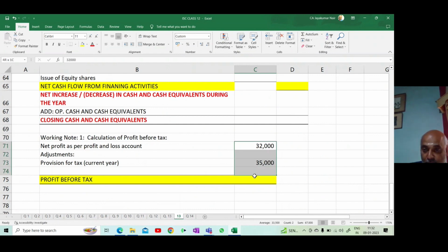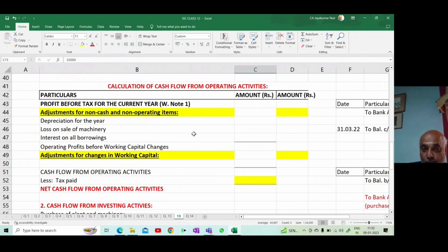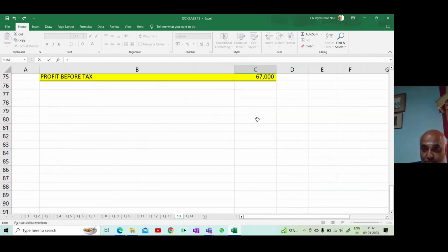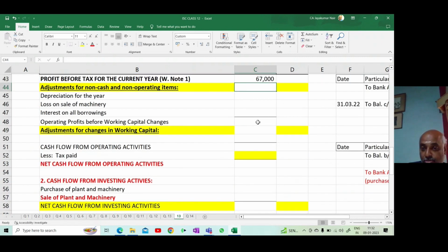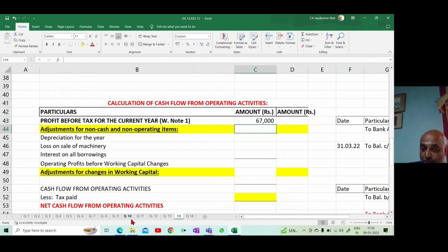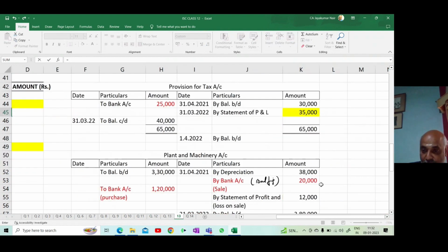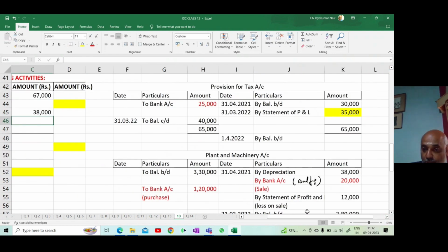So what is the total? Total is 67,000. So in your cash flow from operating activities, the first step, profit for the year is 67,000. So this is the working note. So from the working note, that 67,000 comes. Then adjustments for non-cash and non-operating items. Depreciation for the year: how much is it? You have charged depreciation 38,000. So 38,000 you need to add back.